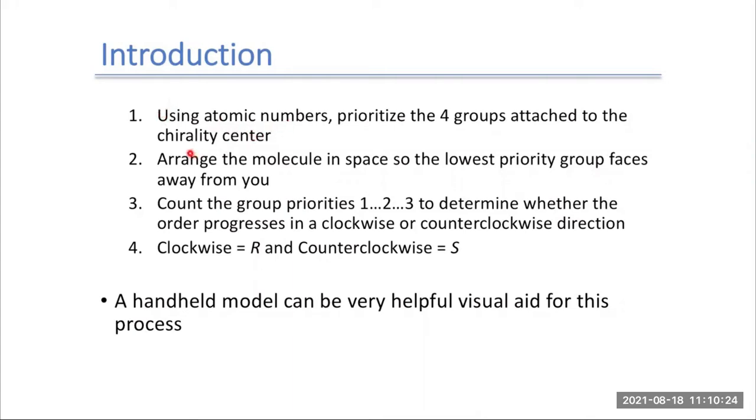Then, after we've ranked our groups, we're going to arrange the molecules so the lowest priority is facing backwards. That would be the dash if we draw in a tetrahedral configuration. Then we're going to count the group priorities 1, 2, 3 to determine the handedness. The direction of the first, second, and third priority groups, if they go clockwise or counterclockwise. Clockwise gives us an R configuration. Counterclockwise gives us an S configuration.